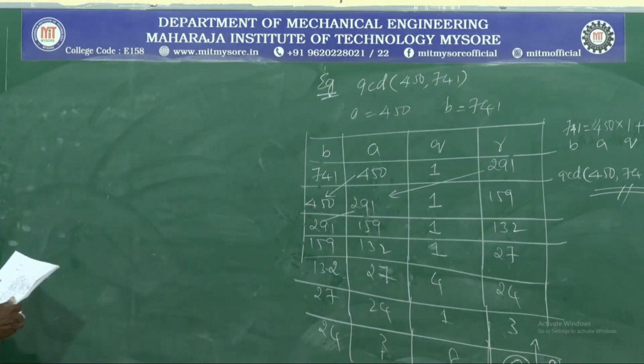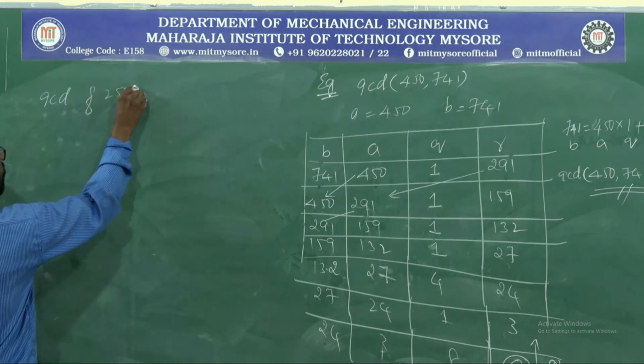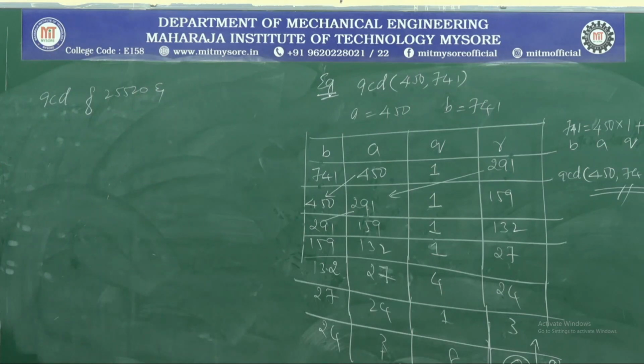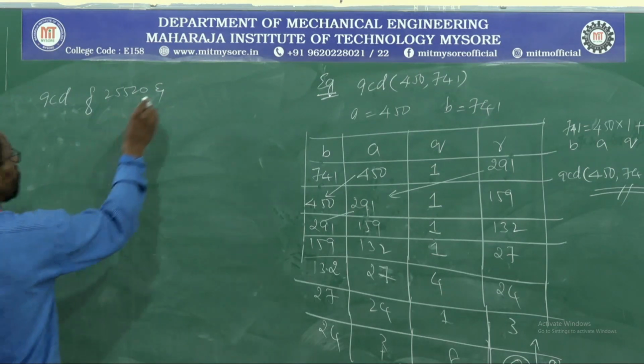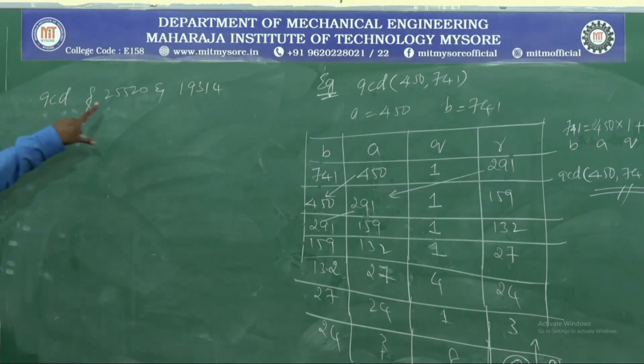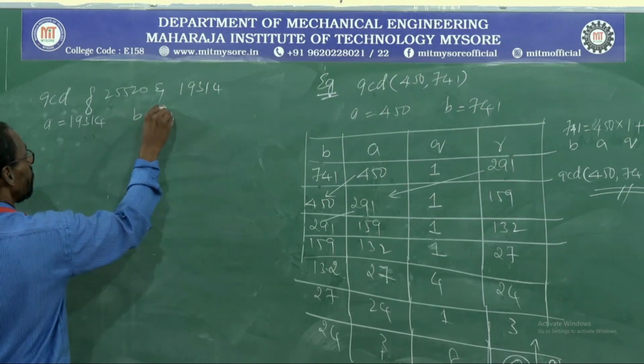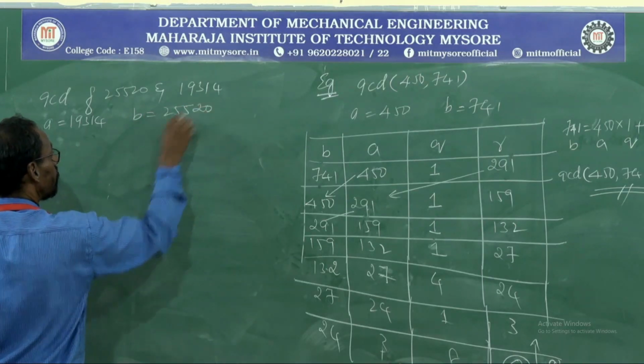I can give you one more example, with bigger numbers. See, this is a very big number, so carefully watch now. GCD of 25520 and 19314. Take the bigger as B and the smaller as A. What is A? It is 19314. What is B? 25520.